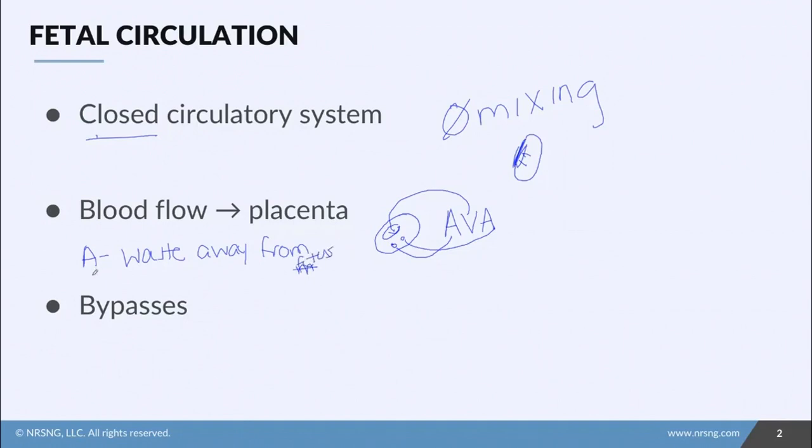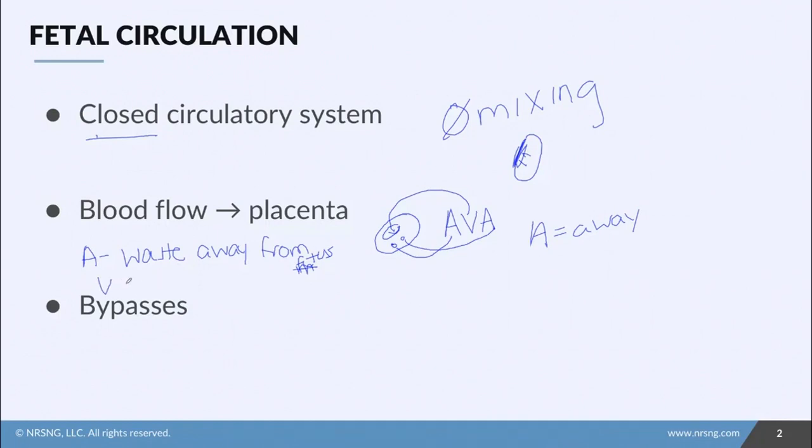So I remember this besides the AVA: A equals away. So it's moving away from the fetus and going to the mom, and the mom will excrete those wastes. All right, now we have the V.